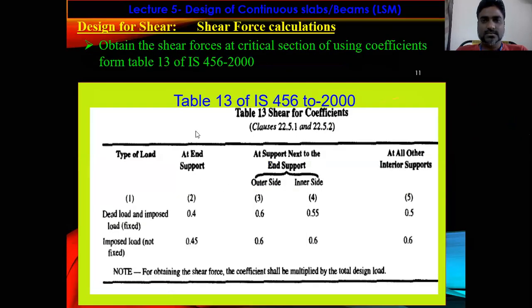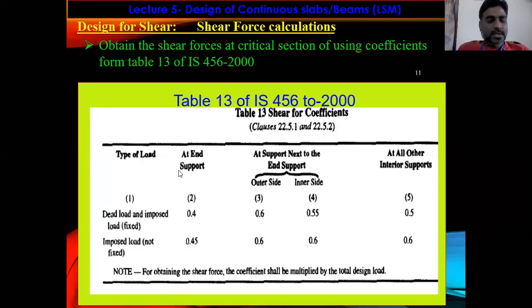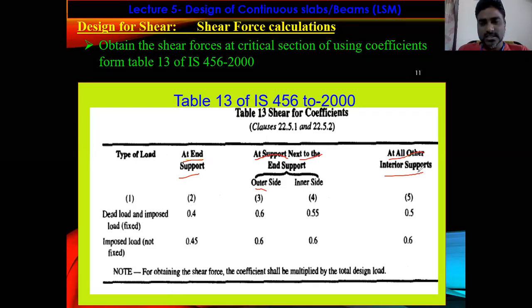Next one is calculation of shear forces. These are the coefficients for determination of shear forces for continuous slabs. This is for end support, at end support. This is at all other interior supports. This is end support next to the end support. So there are two, that is outside and inside, right? What is outside and inside? So let us say this.